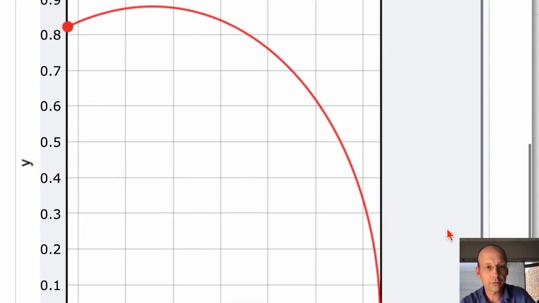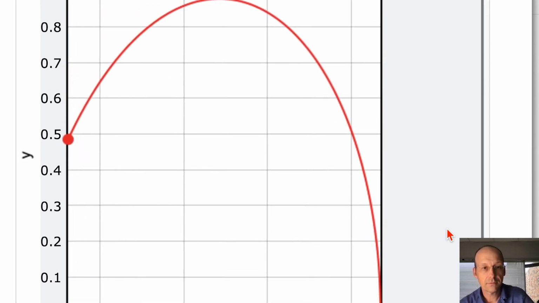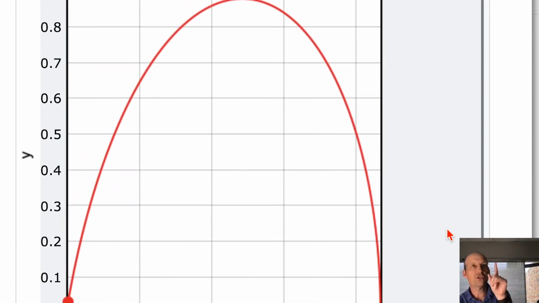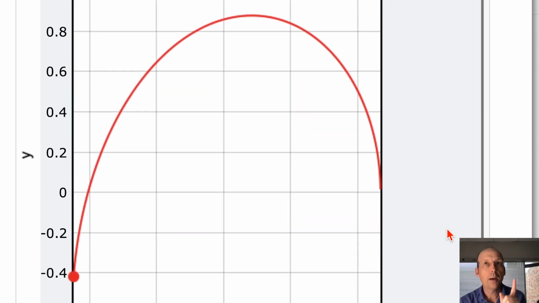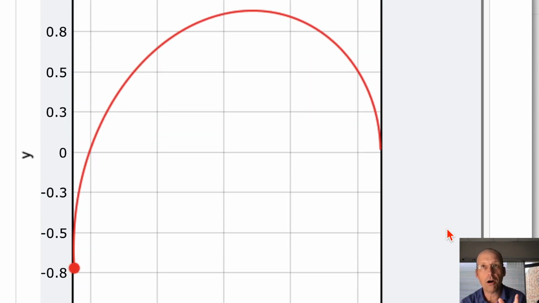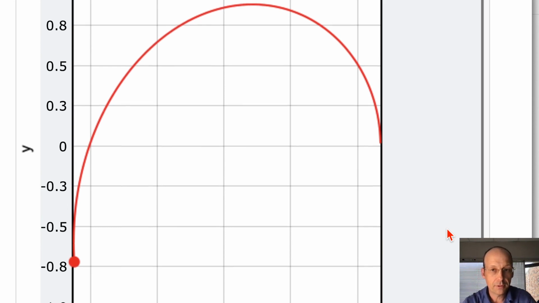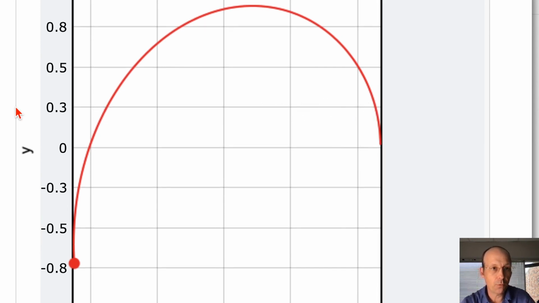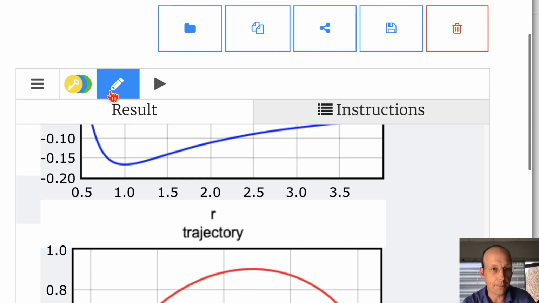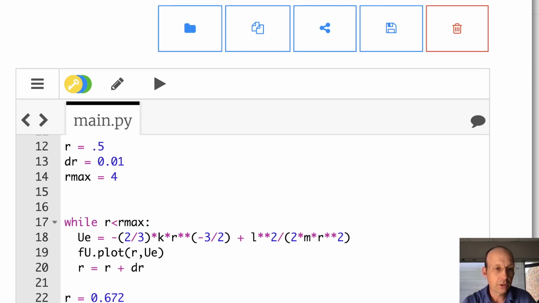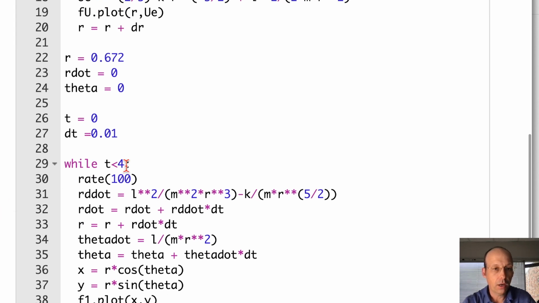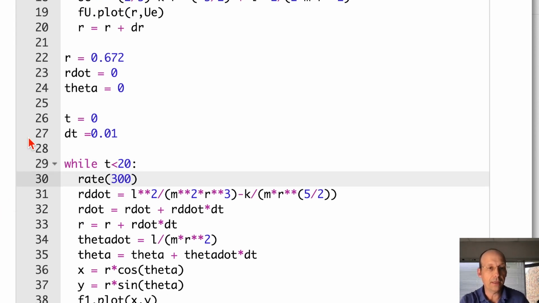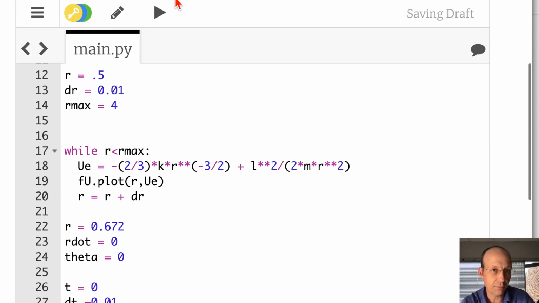There it goes. Let's just check. One thing we can check. The minimum position, the minimum r should be, oh, it stopped. The minimum r, I think it would orbit. So let's let it run for a longer time. And let's make it run faster. So I'm going to let it run for 20 seconds. And let's run it at 300 rate, just to see what happens.